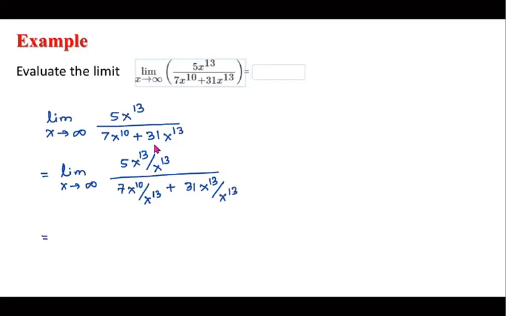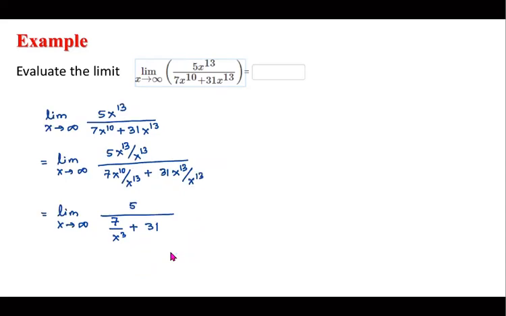So what we get is limit as x approaches infinity. In the numerator, x^13 over x^13, that's a 1. 1 times 5 is 5. And in the denominator, we have a 7. So x^10 divided by x^13 is x^3 in the denominator. Then plus, over here, x^13 and x^13 cancel. So that becomes 1, and 31 times 1 is 31. So now we can compute this limit by direct substitution. We can perform direct substitution and find the value of that limit easily.